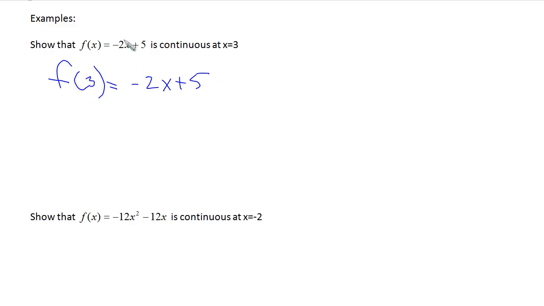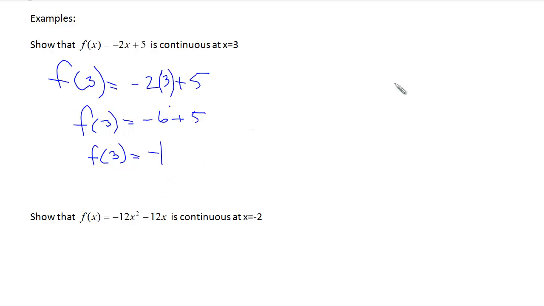So again, f of x is negative 2x plus 5, and I'm checking to see if it's continuous at this input, x equals 3. So I go ahead and substitute 3 in here. Negative 2 times 3 is negative 6, plus 5. So f of 3 equals negative 1. So that checks off the first one.